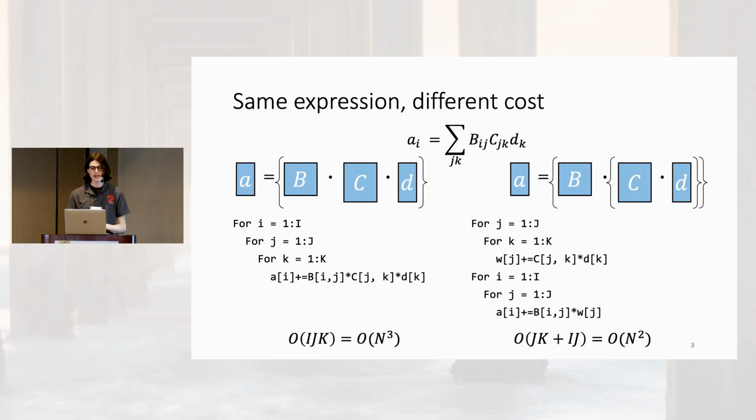If we look at the asymptotic complexity of these two algorithms, on the left we have an O of ijk algorithm if all the dimensions are the same size. That's an O of n cubed algorithm, whereas on the right our algorithm is O of n squared. And this is a factor of n speed up.